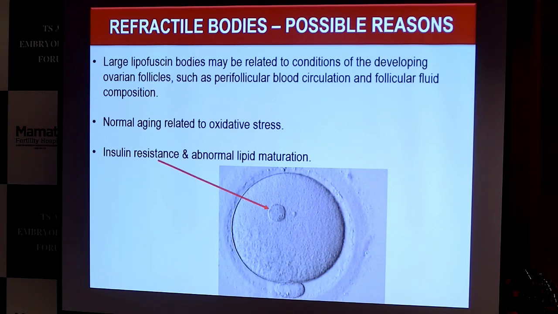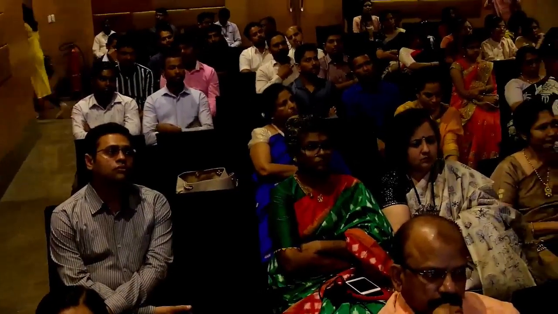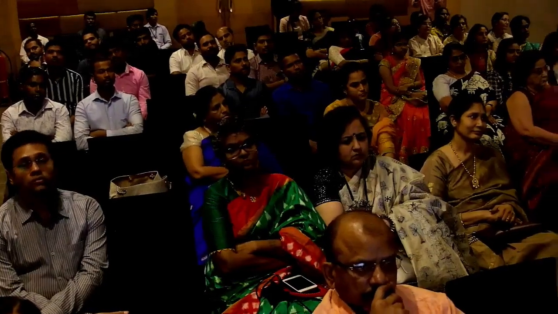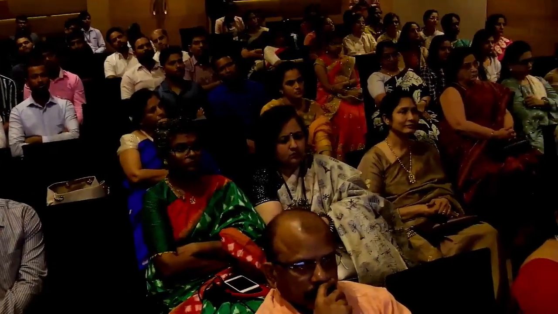So large lipofuscin bodies like this are associated with poor follicular development, lowered follicular vascularity, lowered oxygen saturation, more ROS generation and aging, and also they are known to occur more in PCO patients because of insulin resistance and abnormal lipid maturation in PCOS. So there has been an association with that. The large ones are definitely going to impact, so you can separate them out. The smaller ones can be ignored.